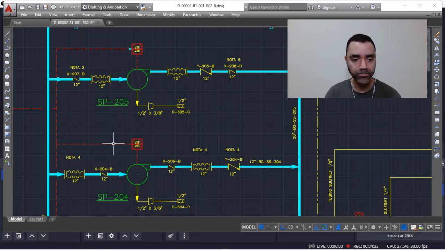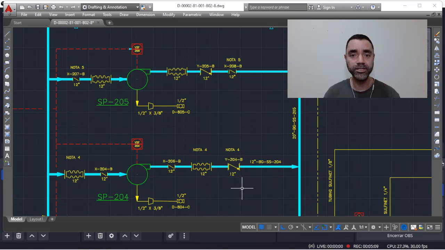Below the SP205, we have the SP204. That is basically the same arrangement, the same components. We have an expansion joint, an isolation valve, another isolation valve, the expansion joint, and the check valve.